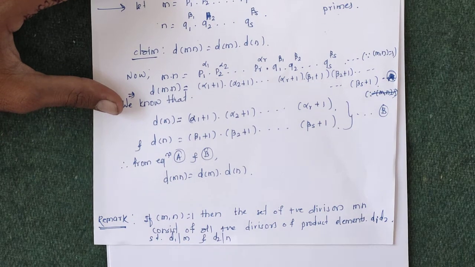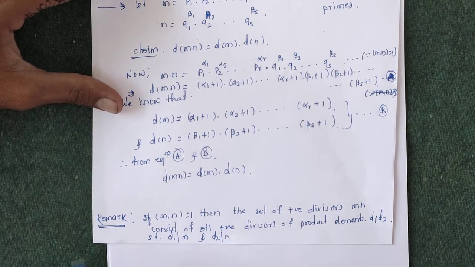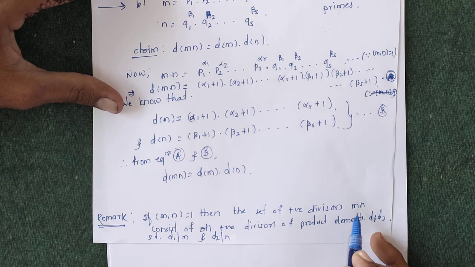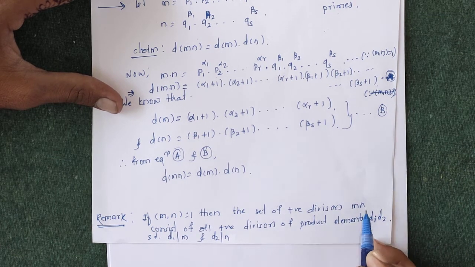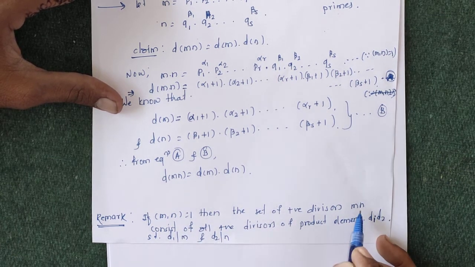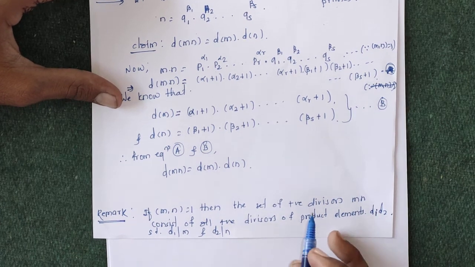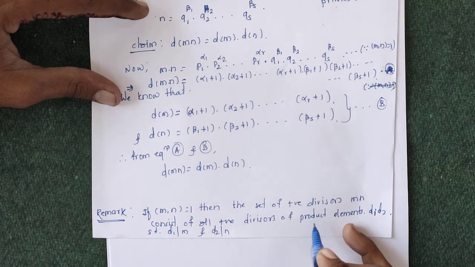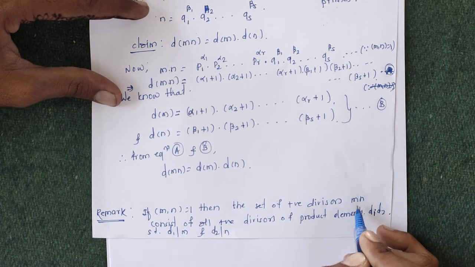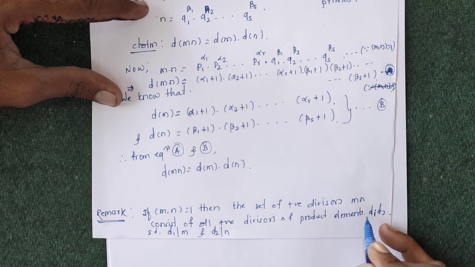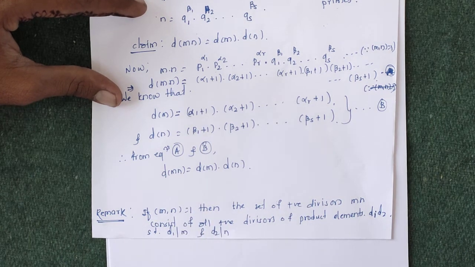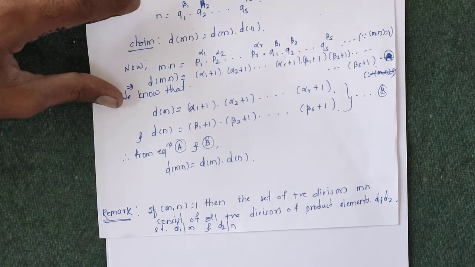After that we have seen one remark: if GCD of m and n is equal to 1, then the set of all positive divisors of the product m into n consists of all products of the divisors of m and of n. That is, the divisors of m into n are just the elements d1 into d2, where d1 divides m and d2 divides n. For that, the necessary condition is GCD of m and n is equal to 1.